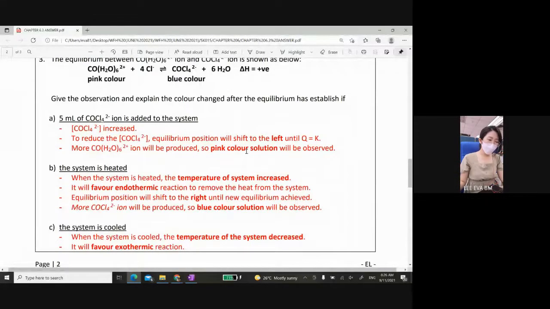System is heated, temperature increase. Okay, favor endothermic. Equilibrium shifts to the right. More CoCl4 2- complex ion will be produced. So blue color will be observed.